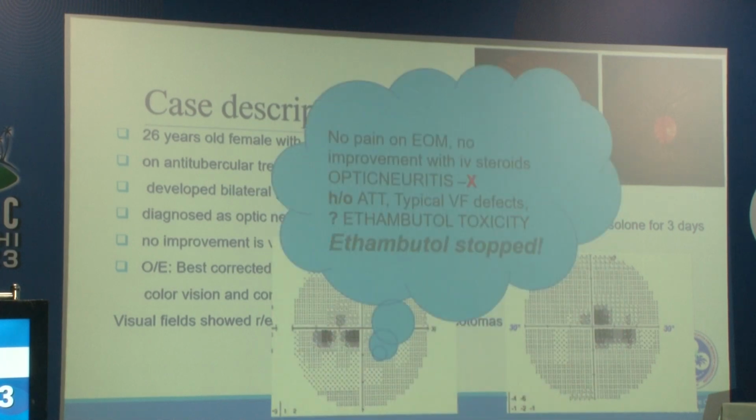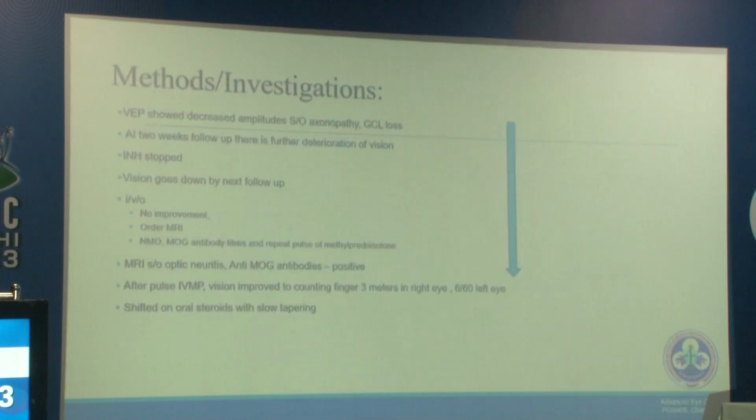So what happens further now? She has no pain on extraocular movements. She has no improvement with intravenous steroids. She was diagnosed with optic neuritis. Now, in an optic neuritis patient, if it's atypical, then there is a possibility that the patient might not improve with IV methylprednisolone. But she has a history of ATT. She has a gradual vision loss. She has bilateral cecocentral scotomas, so there is a possibility of ethambutol toxicity. So here now we stopped the ethambutol.